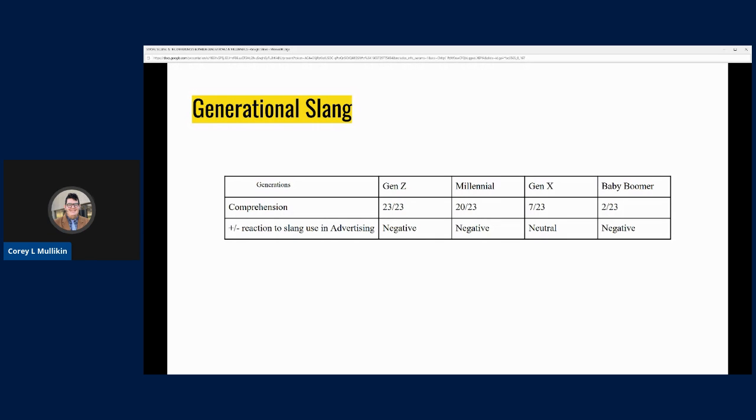So I went about and I gathered a lot of slang words, 23, and I went to different generations and I said, here are the words. Can you tell me what they mean? Now, Gen Z knew all of them. Millennials knew the majority of them. Gen X knew very few, and baby boomers practically knew none of them. And I'm not going to go through all 23. It's in the appendix of my paper. Again, at the end, you will get my contact information if you want that paper.